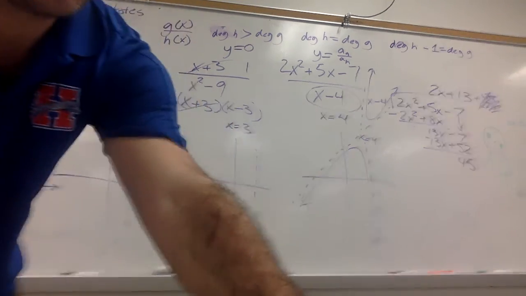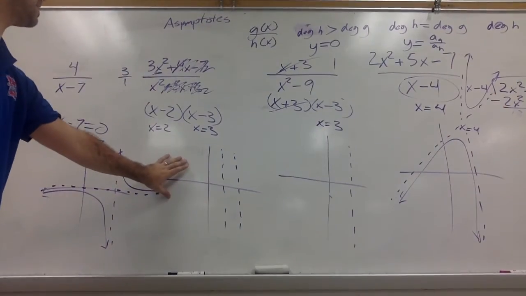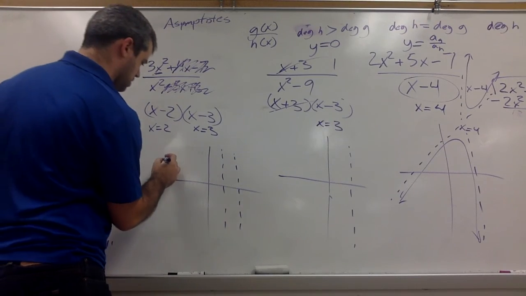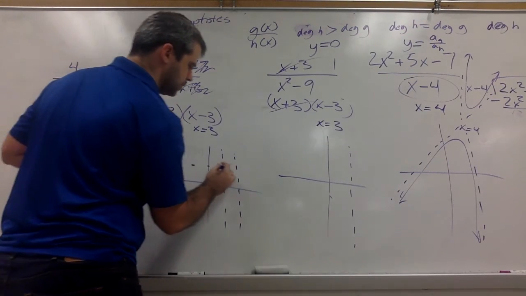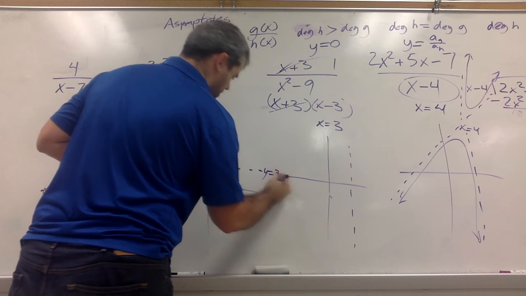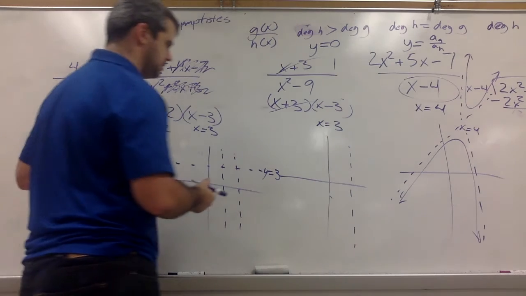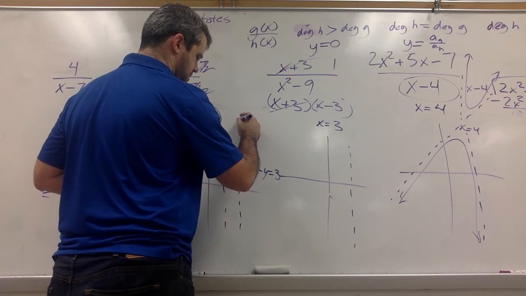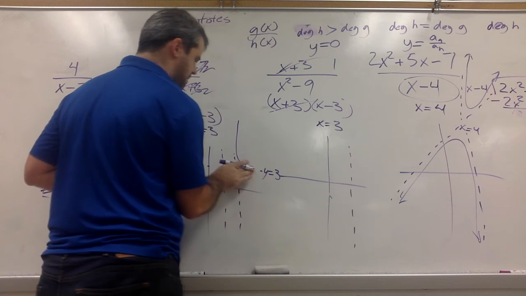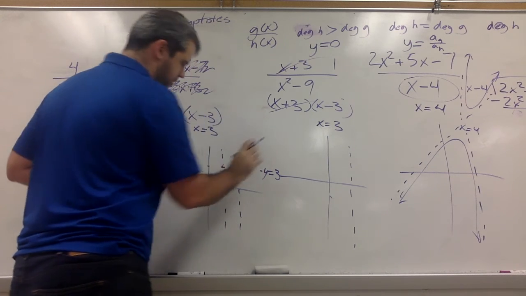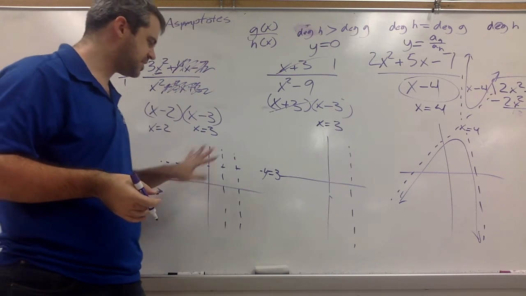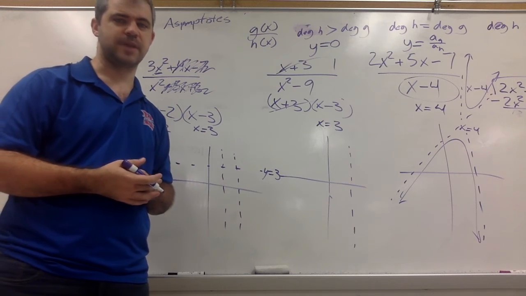By the way, I forgot to graph this guy over here. So let's just graph this. We said y equals 3. Okay. This guy, I'm not sure exactly what it would look like without graphing, but those are our asymptotes right there.